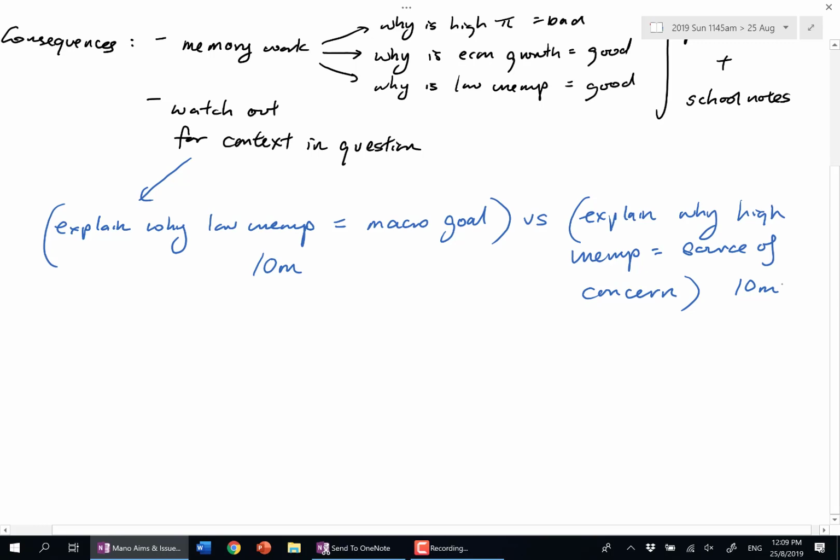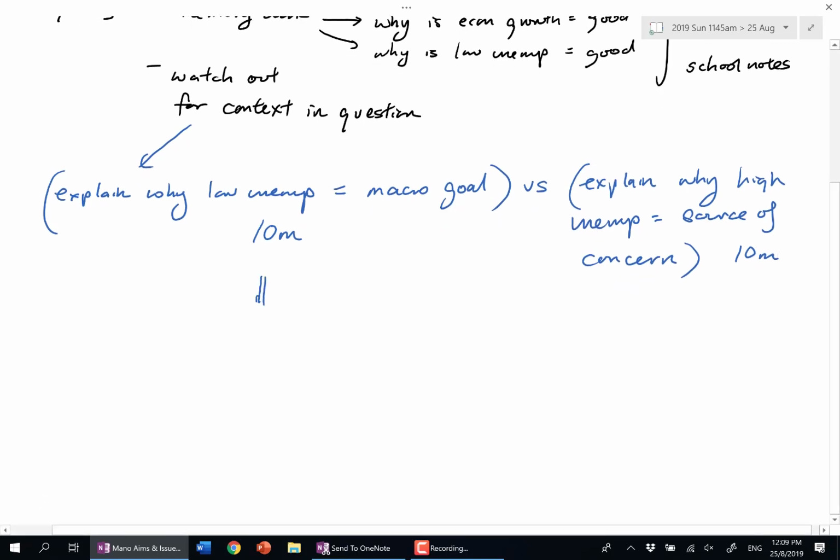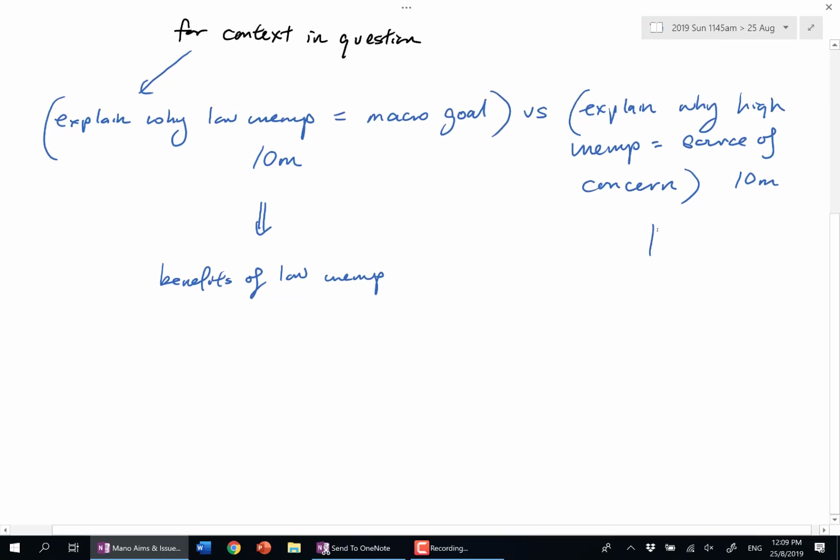In your answer here, you need to explain the benefits of low unemployment, whereas over here, you need to explain the costs of high unemployment. You see, it's different. In one case, you have to say why low unemployment is good. In the other case, you have to say why high unemployment is bad. And as you can probably imagine, they are like a mirror reflection. But examiners want you to follow the context.